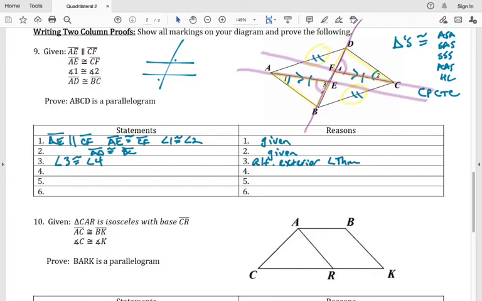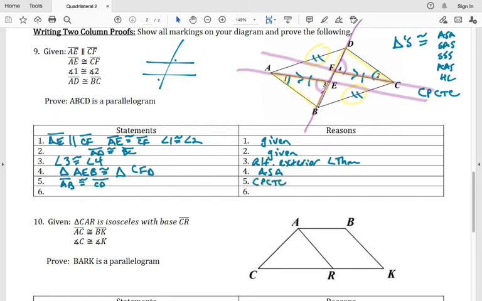All right, now I have enough to prove that triangle AEB is congruent to triangle CFD, and that's because of angle side angle. Now that we've proven that those two triangles are congruent to each other, I know their corresponding parts are congruent, so I can say segment AB is congruent to segment CD, and that's because of CPCTC.